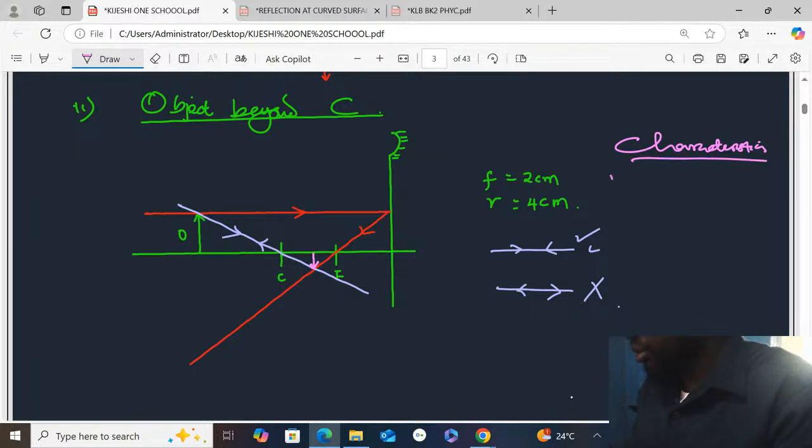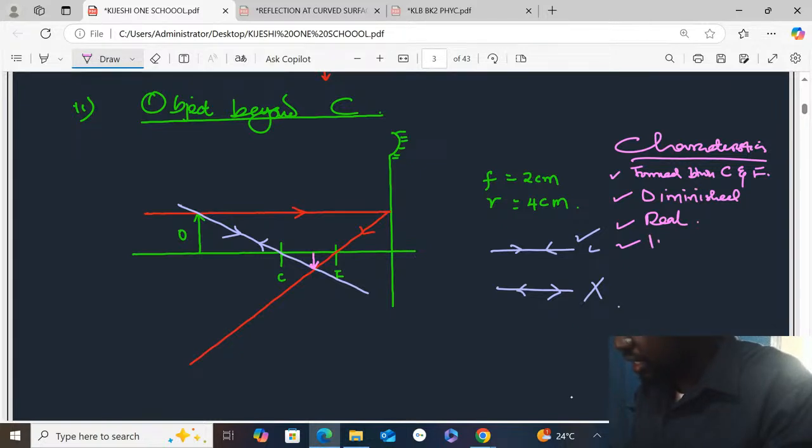From the position where it has been formed, it is formed between C and F. Number two, it appears or it is smaller than the object, so we can say it is diminished. If you look at it, it is formed in front of the mirror, so it is real. And then the last one, it is pointing the other way around, so we can say it is inverted, like that.